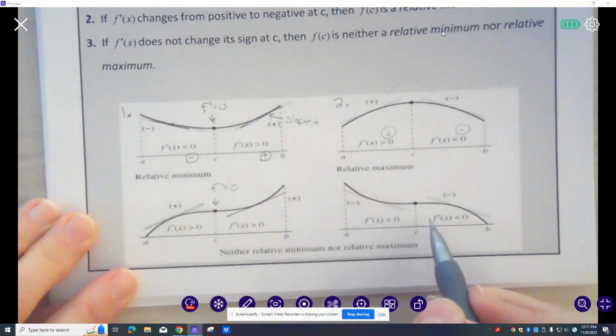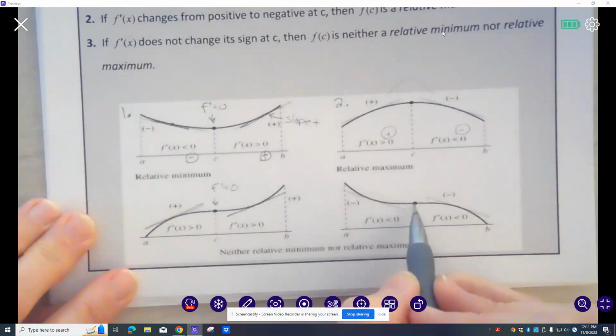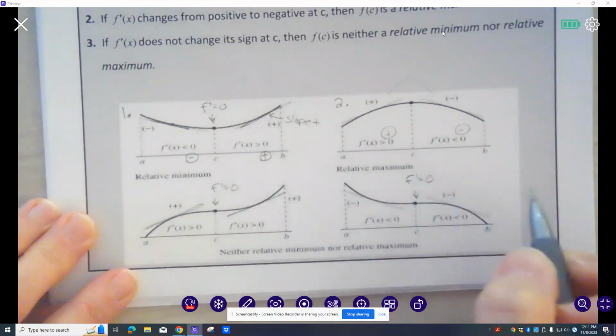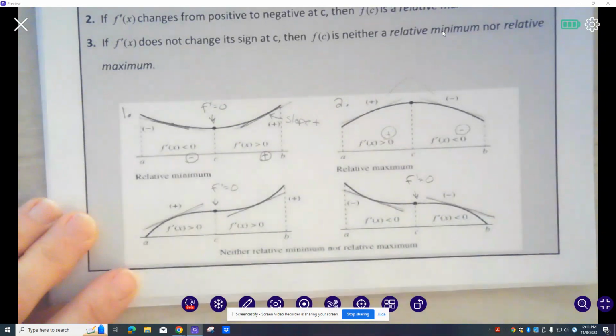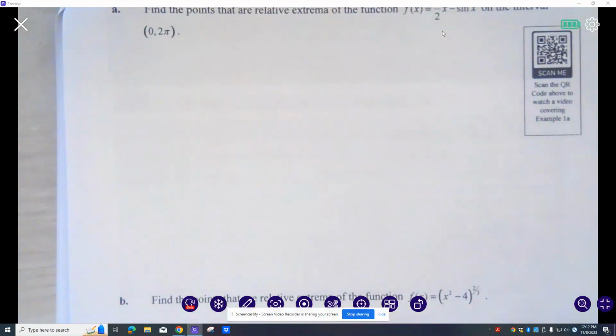Same thing could happen the other way. Decreasing, 0, decreasing. When I say 0, I mean the derivative is 0. Slope of the tangent line here is negative. Slope of the tangent line here is negative. So this would be neither a max nor a min. All right, so let's use the first derivative test to do some problems.